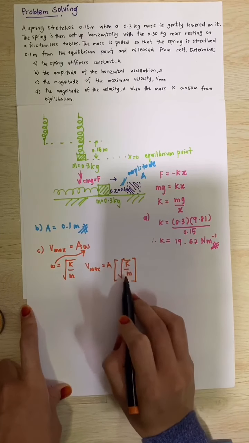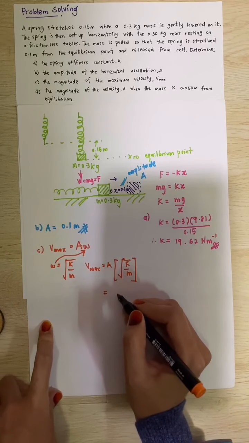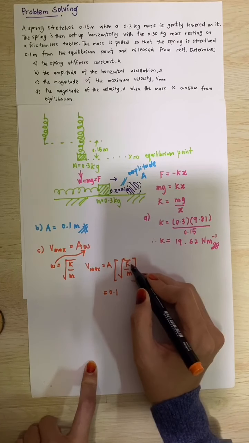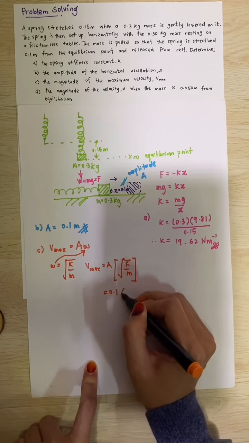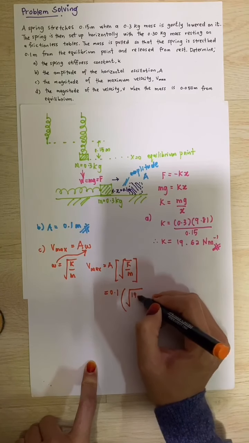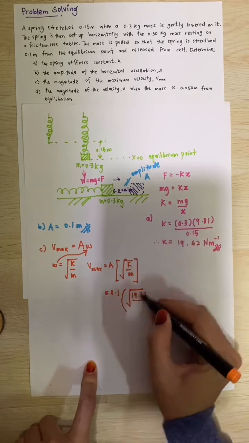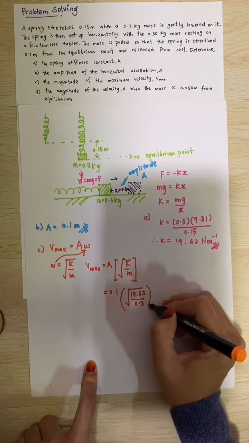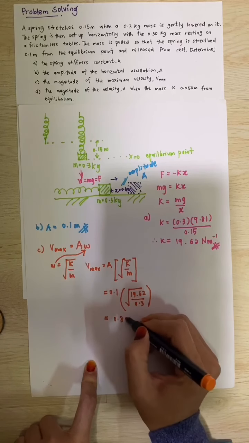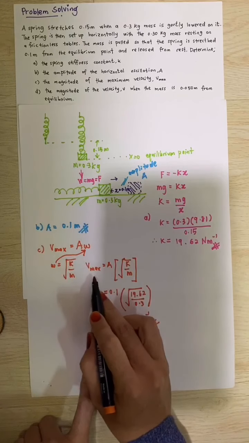The value of K we have, and also the mass of the object. The amplitude in this case is 0.1, times the square root of K, which is 19.62, over the mass, 0.3. You calculate and you will get the answer: 0.809 meter per second for V maximum.